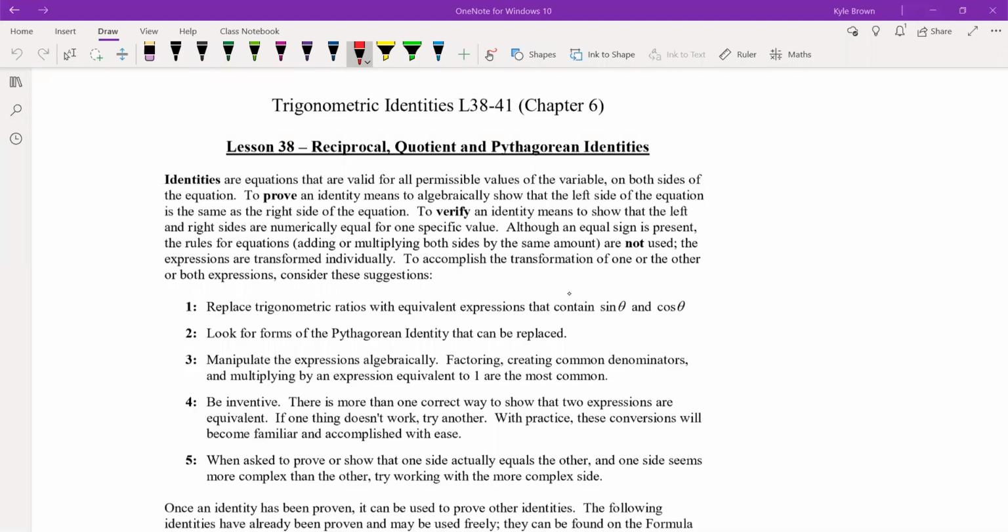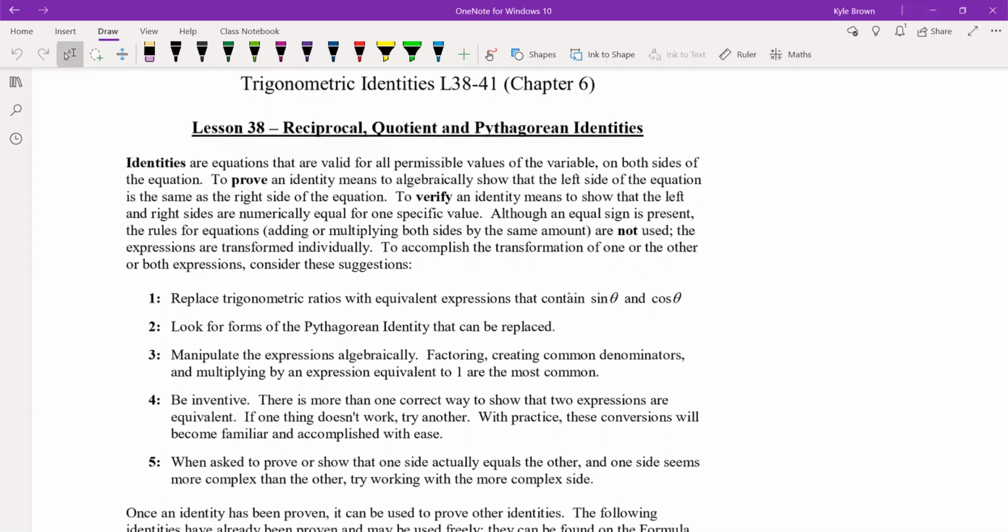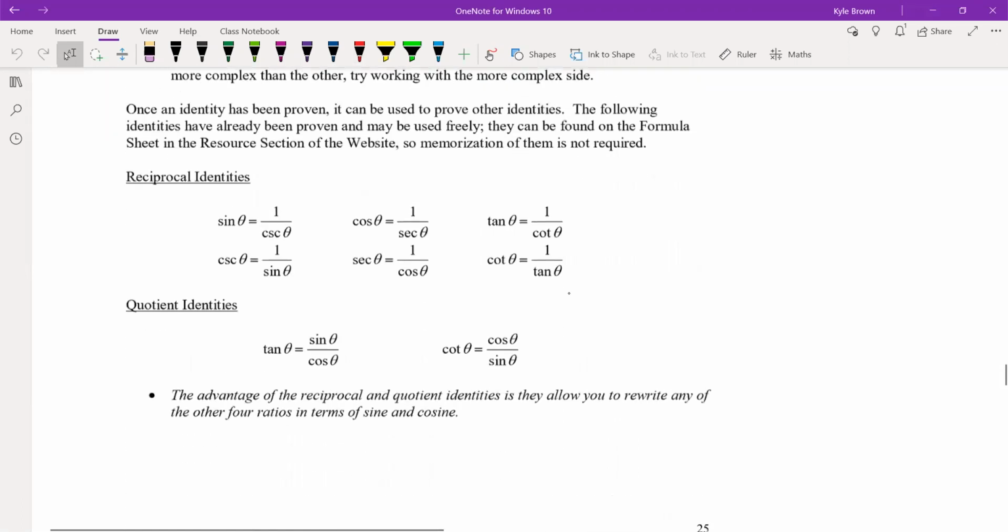All right, lesson 38, reciprocal, quotient, and Pythagorean identities. So what are we doing here? In trigonometry, there are things called identities that are just going to make it so that we can simplify things. And what an identity really is, well, I'll show you down the bottom here.